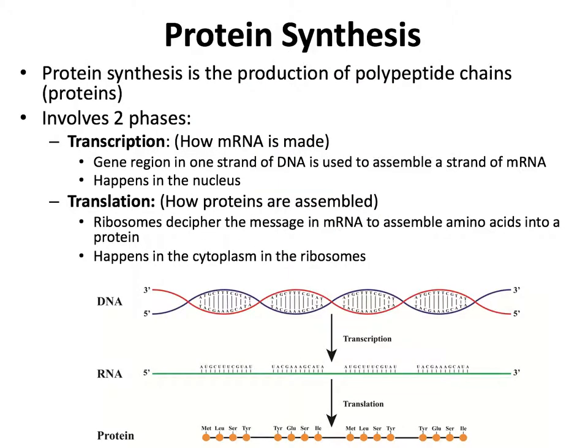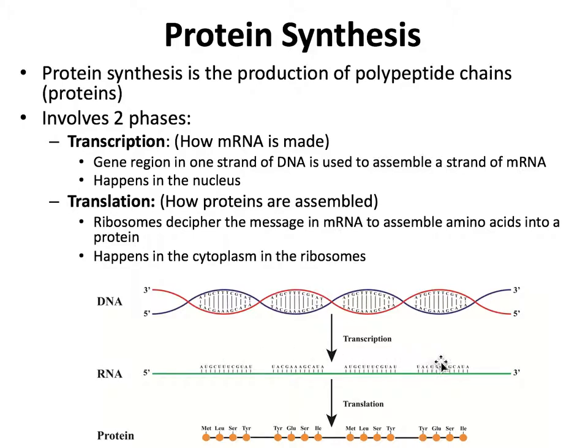All right, so protein synthesis is the production of polypeptide chains or proteins, and as we mentioned in the previous slide, it involves transcription and translation. Transcription is how mRNA is made, and through transcription, we're going to take the gene region in one strand of DNA and use it as a template to make an mRNA strand. And that green is the mRNA strand right here. And so we go from DNA to RNA through the process known as transcription.